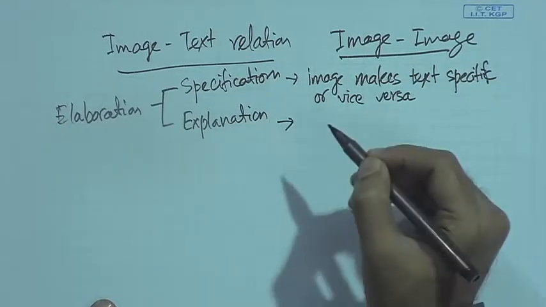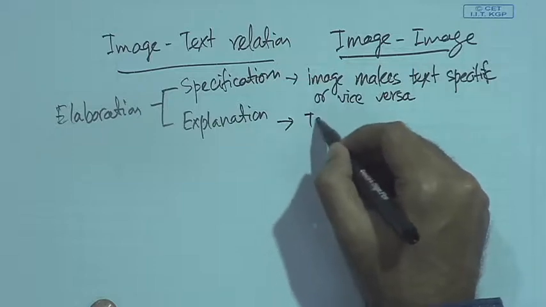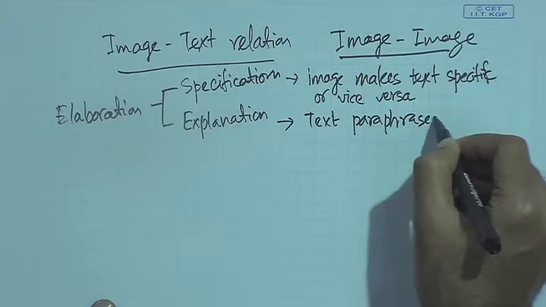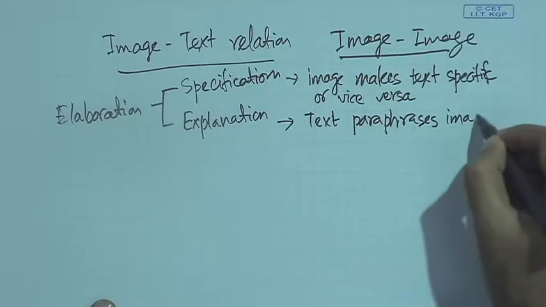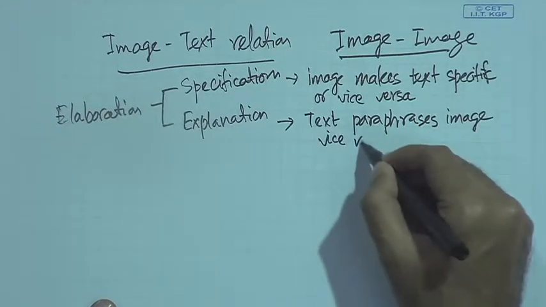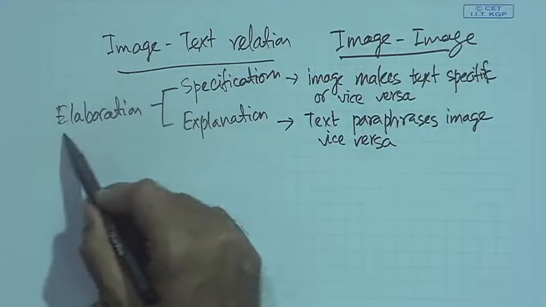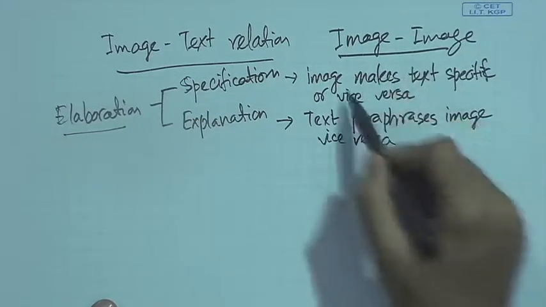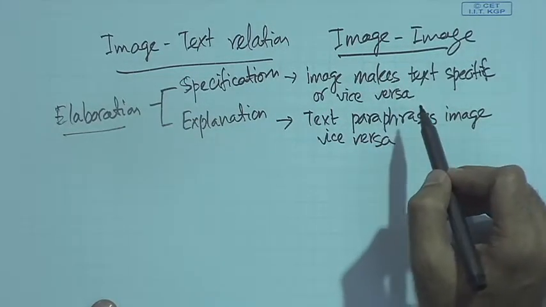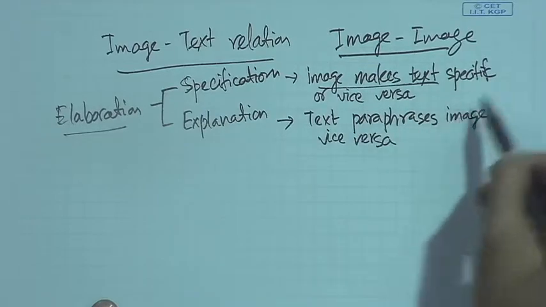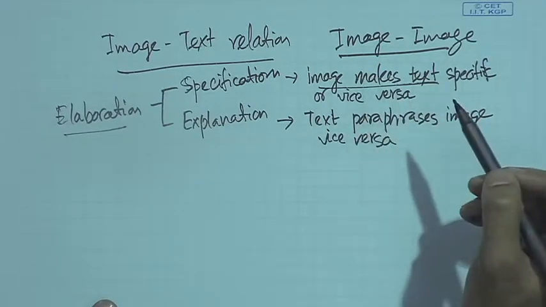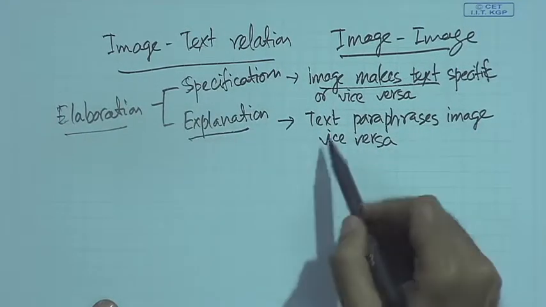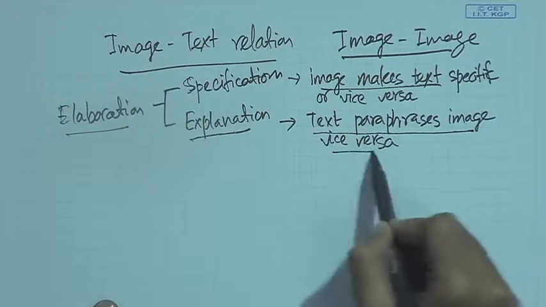So, elaboration happens by an explanation. Here the text paraphrases the image or vice versa. So, you can understand how elaboration can take place in two ways. One is that the image makes the text specific, so one is specifying the other, or maybe the text is making the image specific. That is one way of elaboration. Another way of elaboration is expansion, where the text paraphrases the image or vice versa.